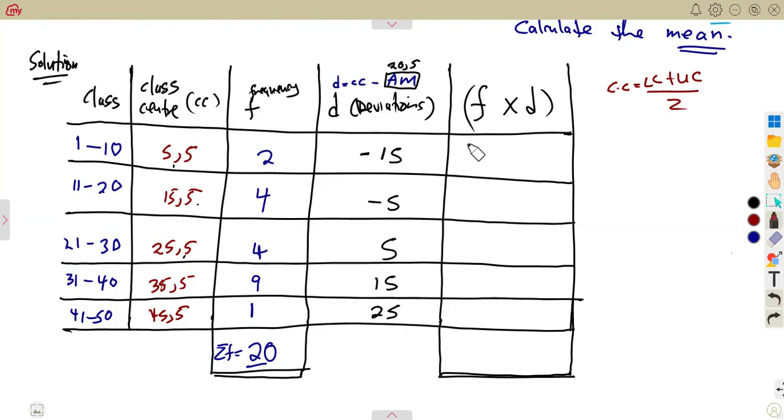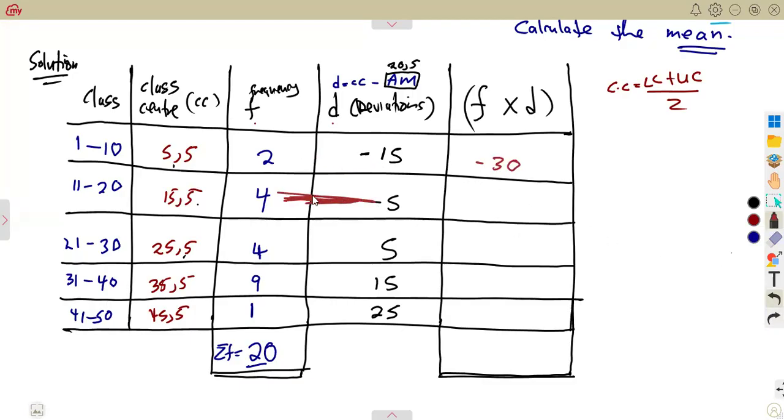The frequency times deviation, this is the last part here. We simply need frequency as it is, guys. F times D, the product. You multiply frequency times deviation. Remember, this is your F and this is your D. So it's 2 times minus 15. That is minus 30.